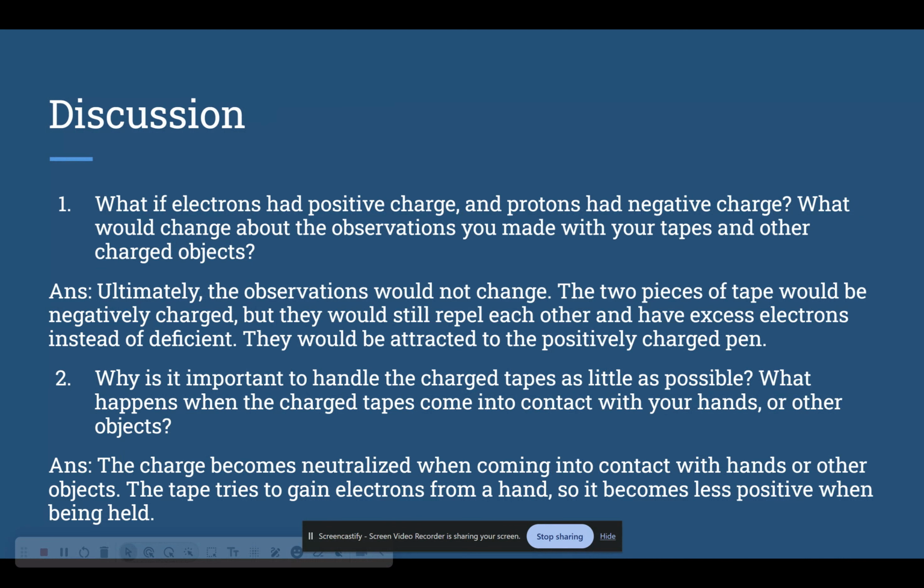And it is important to handle the tapes as little as possible because the charge will become neutralized when coming into contact with hands or other objects. The tape would try to gain electrons, so it would become less positive when being held, and thus no electrostatic interaction would occur. Thank you.